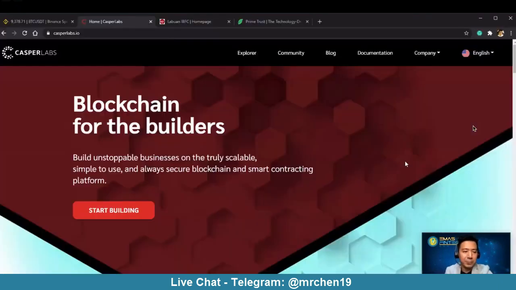Yes, this is actually Casper Labs. Okay, what is Casper Labs? Casper Labs is actually a blockchain builder. Okay, blockchain builder, and Casper Labs is actually founded by Ethereum's co-founder, or you can say Ethereum's CTO. Mainly they're developing on Ethereum 2.0.